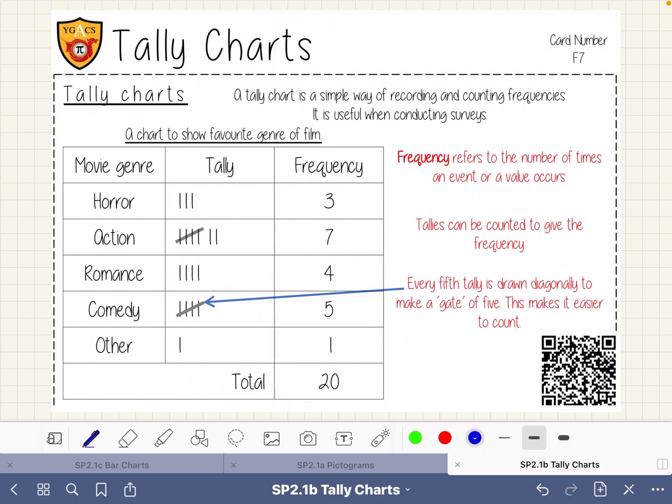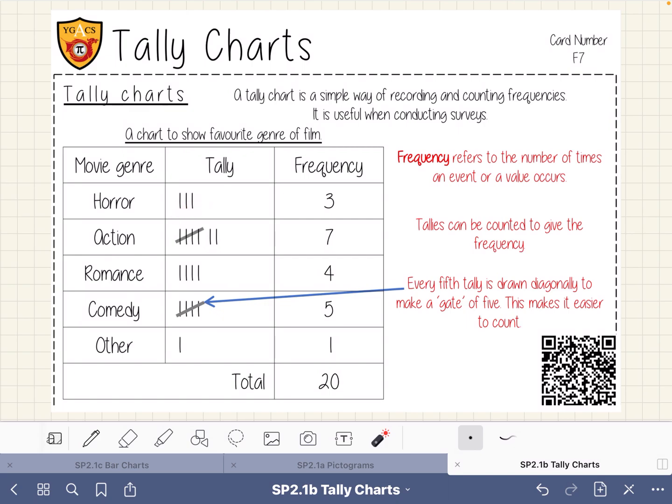Tally charts are a really helpful way, when conducting surveys, to jot down how many people like certain things. We can see here that we represent the tallies with these little dashes. Then we can work out what the frequency is once we've finished our survey. So in this case, somebody would complete this tally column, and after they finish their survey, they would then jot down how many of each tally they have.